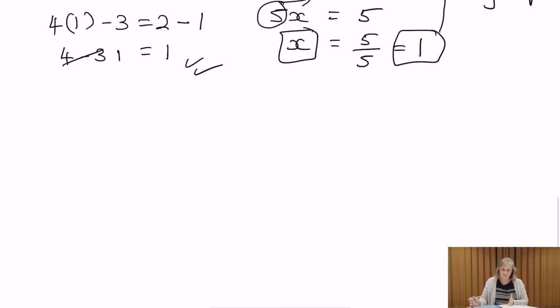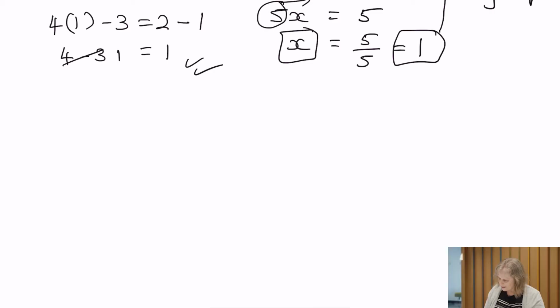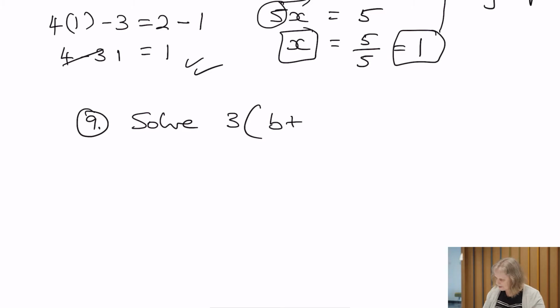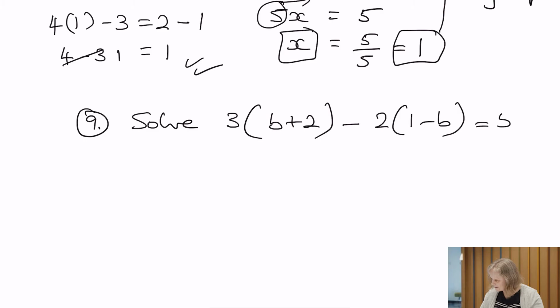If it doesn't balance, then there's a mistake somewhere, so you've got to go back and check your steps. Okay, so let's have a look at this next question. We want to solve this equation. So we have 3(b + 2) - 2(1 - b) = 5.